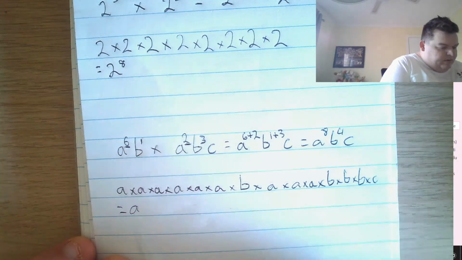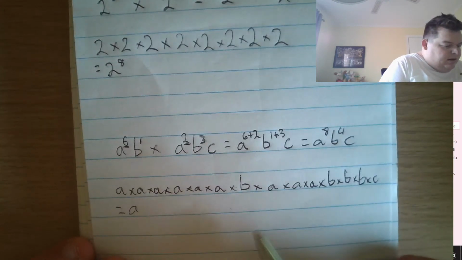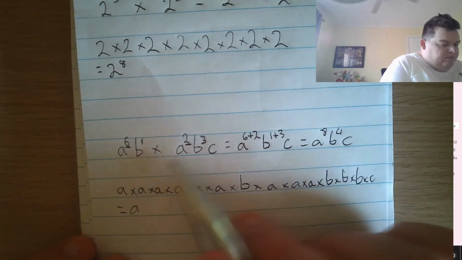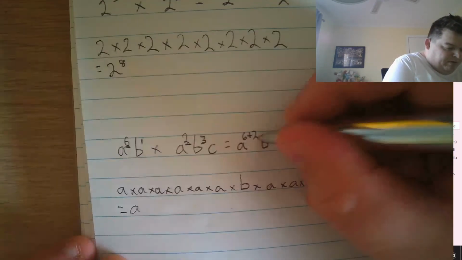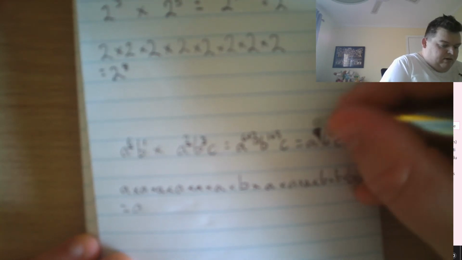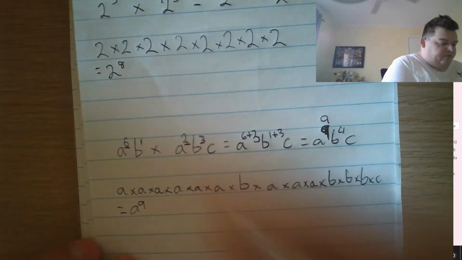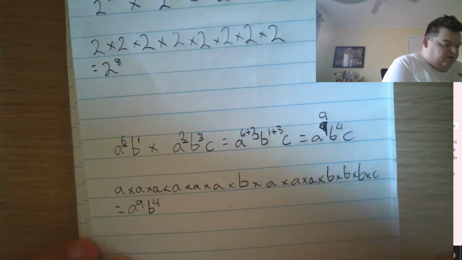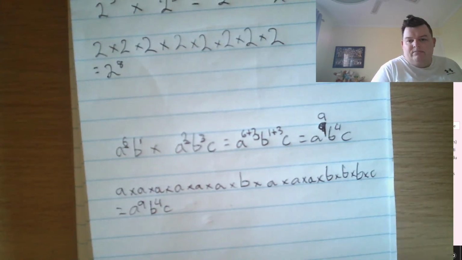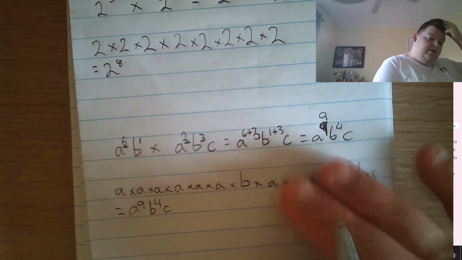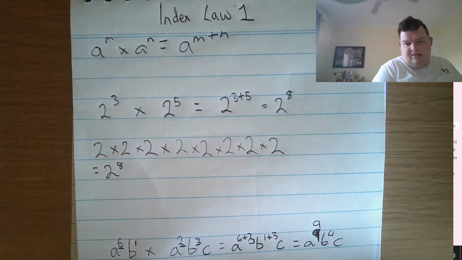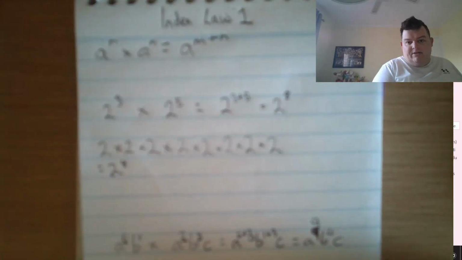Oh, did I count that wrong? 1, 2, 3, 4, 5, 6, 7, 8, 9. I've written that as 2. That's why. Whoops, I made a mistake there. So that should be A to the power of 9. How many B's? There are 4 B's. How many C's? There's only 1 C. So that's my answer. Alright. So that's a more complicated one. That's probably the more straightforward answer.